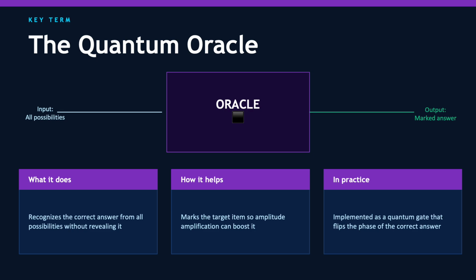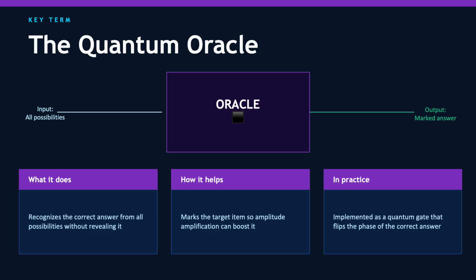In Grover's algorithm, the question is, what is an oracle, or quantum oracle? In Grover's algorithm, the quantum oracle is a special part of the quantum circuit that knows what the correct answer looks like. Think of it as a judge or a referee. It can recognize the right answer when it sees it, but it does not tell you what the answer is directly.